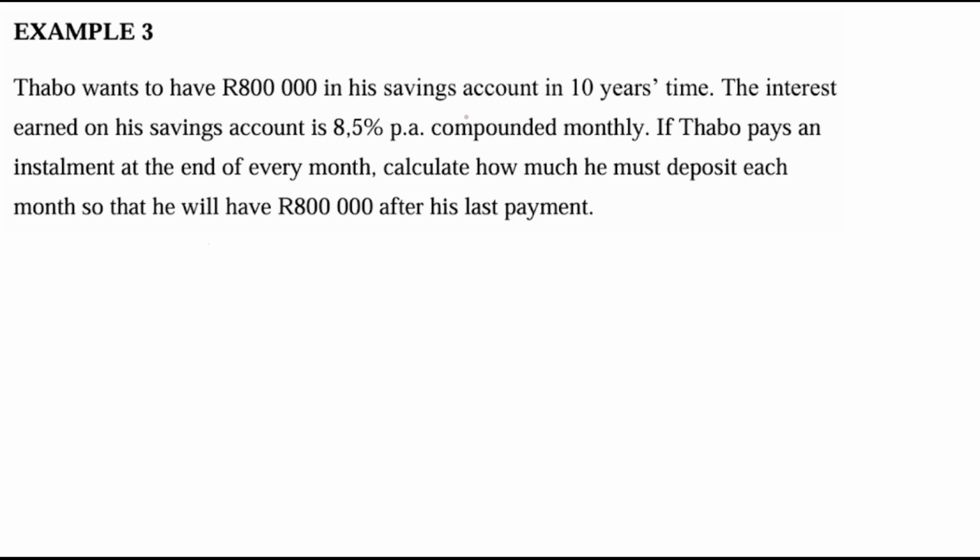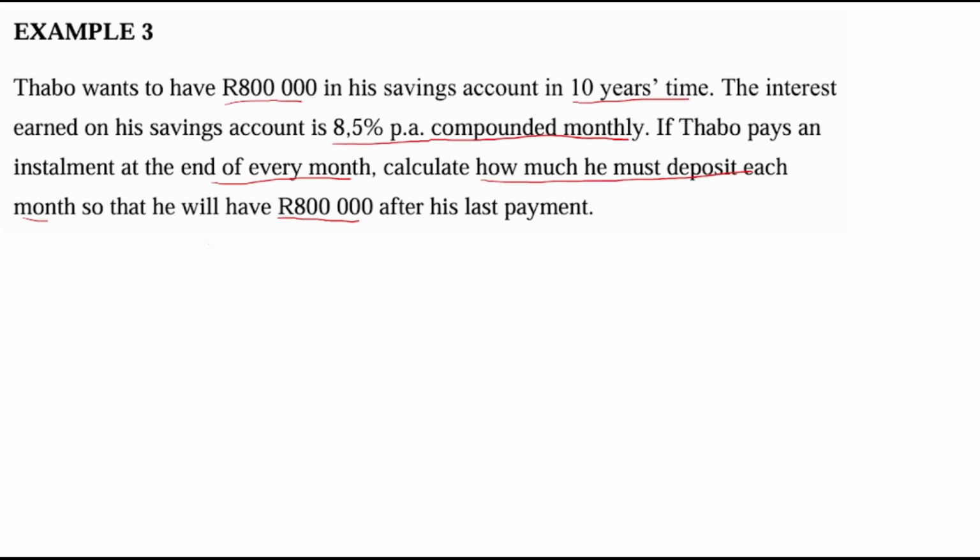Welcome back. Let's do example 3. Tabo wants to have 800,000 in his savings account in 10 years time. The interest earned on his savings account is 8.5% per annum compounded monthly. If Tabo pays an installment at the end of every month, calculate how much he must deposit each month so that he will have 800,000 after his last payment.